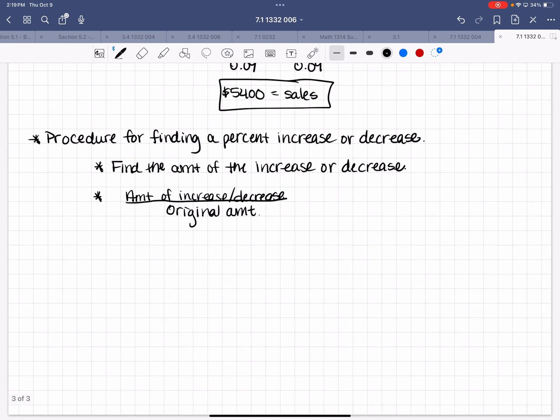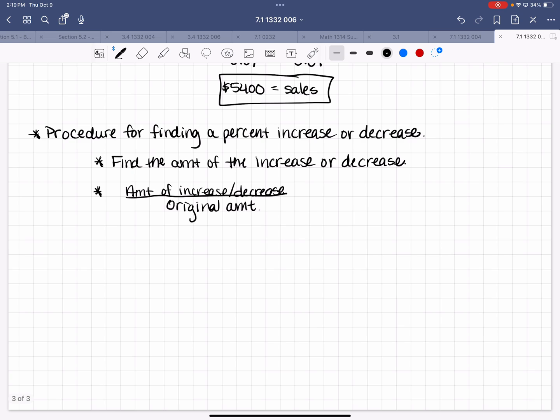We're going to skip example 7. We're going to do example 8. So we'll just call it example 7, I guess. And that'll be our last one for the day.